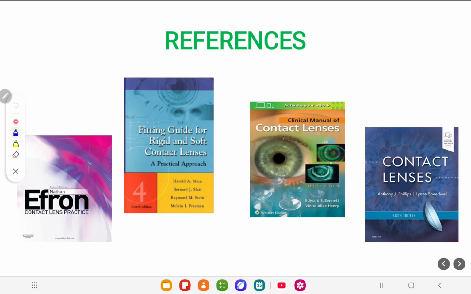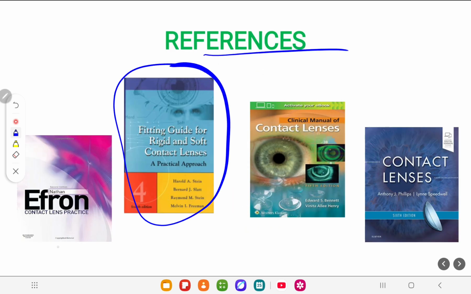So let's move further. That is our reference. I've taken a lot of pictures from this book. Good book. Yes, Efron, another good book. I'm a fan of this book for practical fitting purposes. Yes, definitely a great book is Phillips, also a great book. The four books are very, very good. So I suggest all the books.